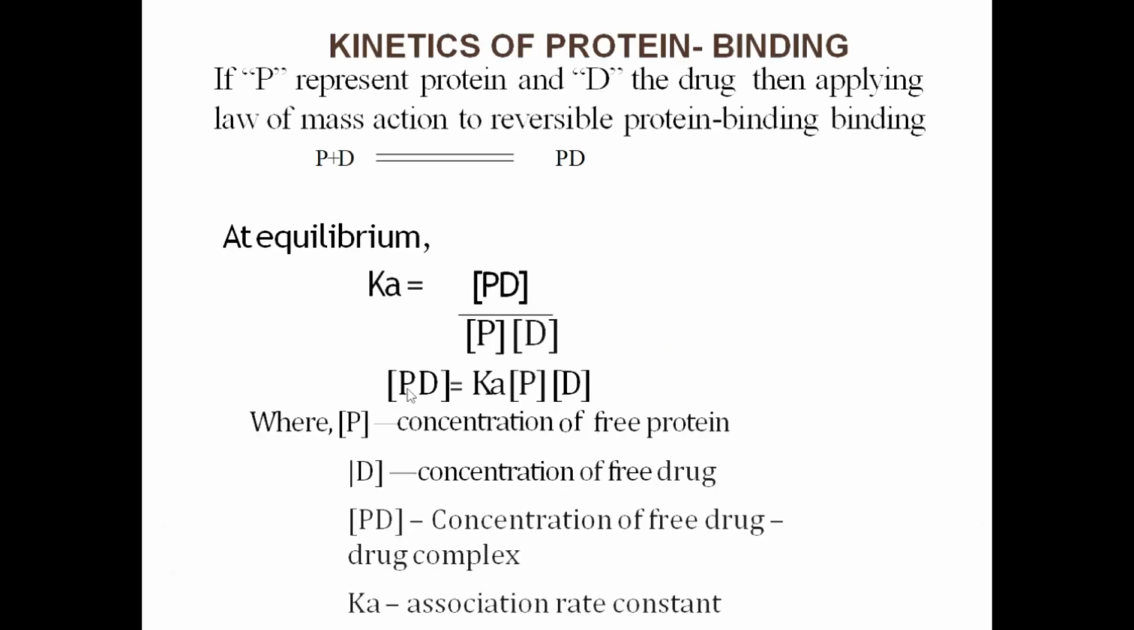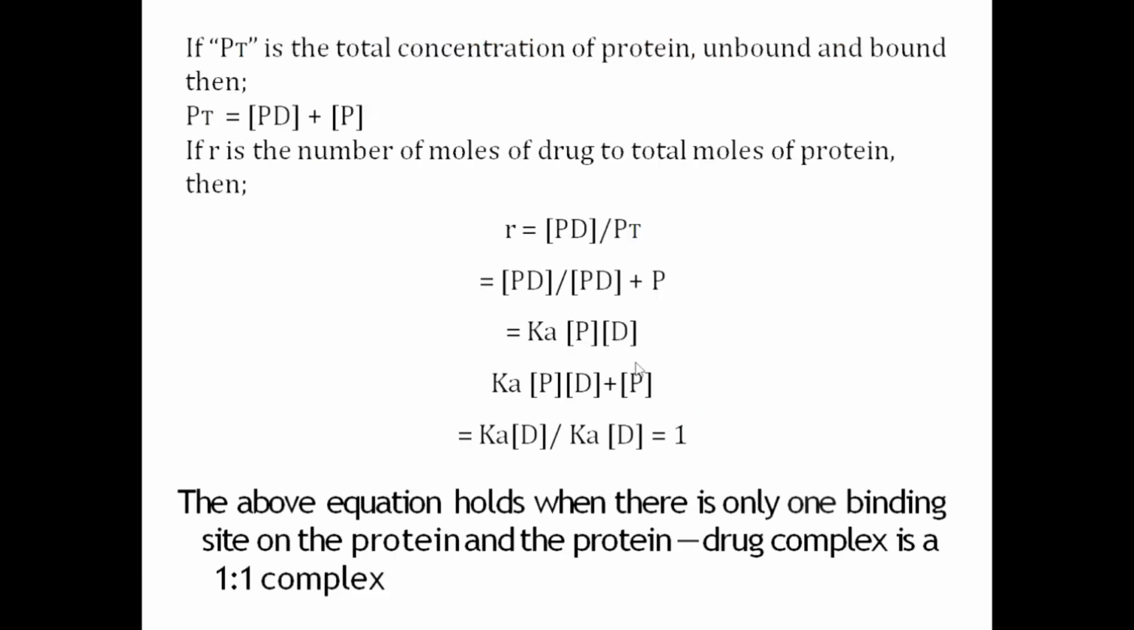Here you can see PD equals Ka P D. So these values will be put into this equation, and we can get Ka PD upon PD plus P. And again rearranging the equation, we get r equals Ka times association constant times free drug divided by association constant times free drug plus 1. Because if there is only one binding site, then P equals 1, and multiplying the whole equation with 1, we get this equation.